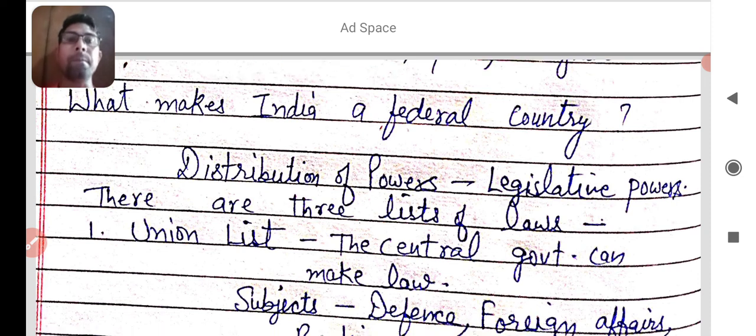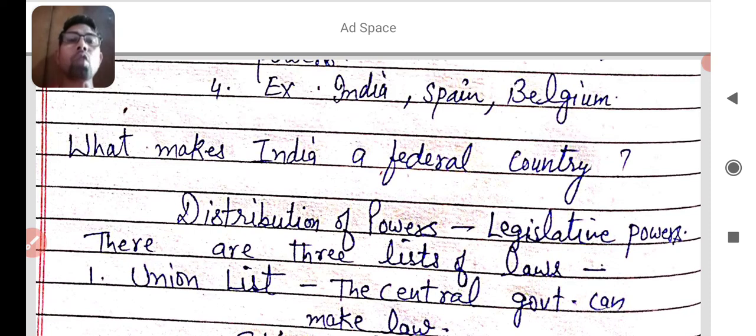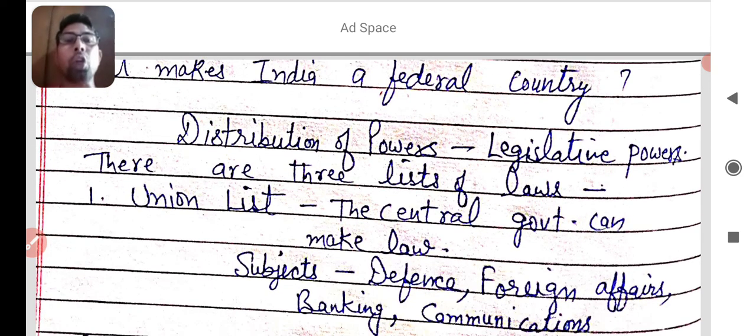And the next point, we are going to learn what are the main provisions made by the Constitution to make India a federal country. So we learn distribution of power. You learn that it is known as decentralization of power in India. So what type of distribution of power? Legislative power. There are different legislative powers ordered by the Indian Constitution.